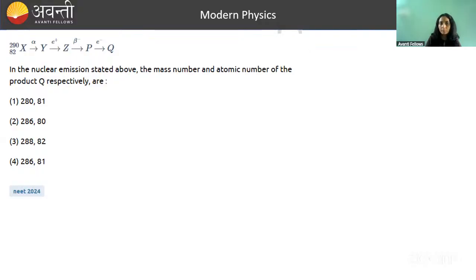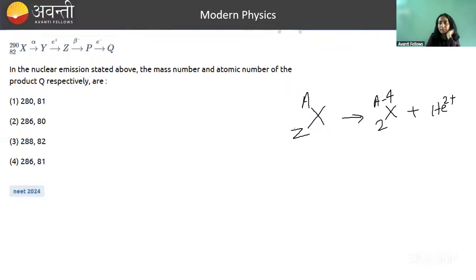अल्फा डीके में क्या होता है बताओ? अगर X है तुम्हारे पास, atomic number Z है, mass number A है, then in alpha decay what will happen? Its mass number will get decreased by 4, and atomic number by 2, an alpha particle will get released, that is He2 plus. ठीक है, this is going to happen, right?